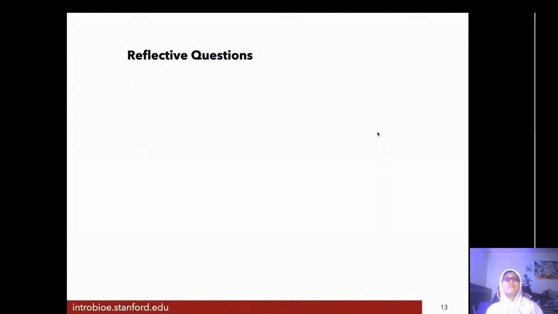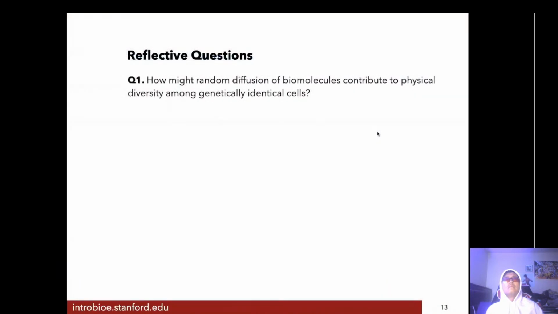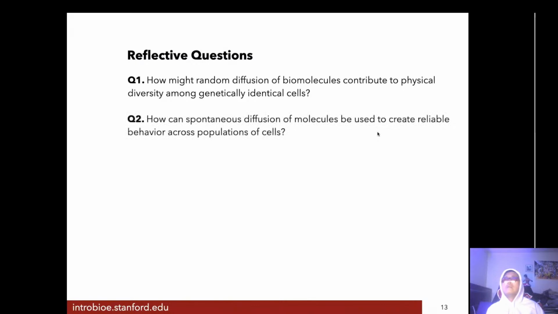So let's end with a couple reflective questions. How might random diffusion of biomolecules contribute to physical diversity among genetically identical cells? Go back and think about the repressilator and why did the cells become different, even though they're genetically the same? Second, just reflect, how can spontaneous diffusion of molecules be used to create reliable behavior across populations of cells like we just saw? Make sure you can puzzle with that.